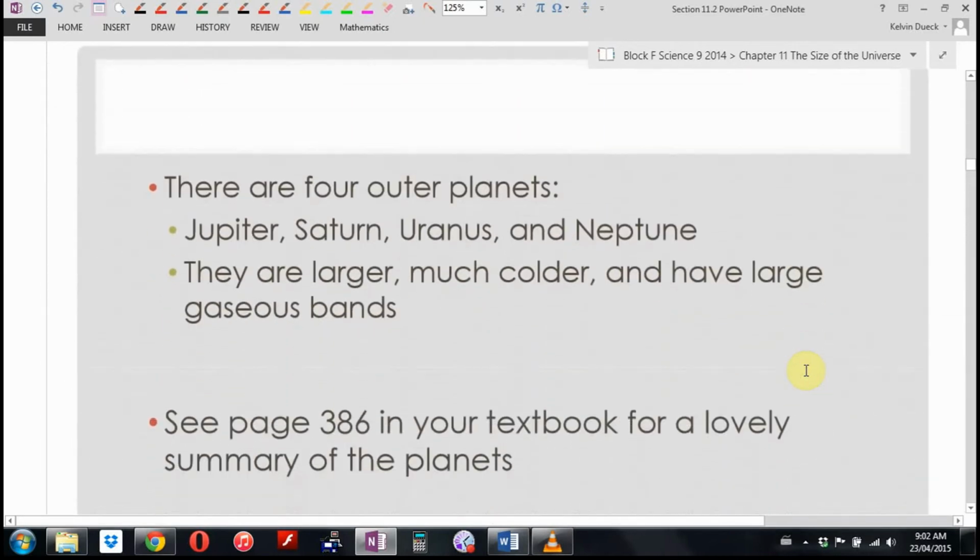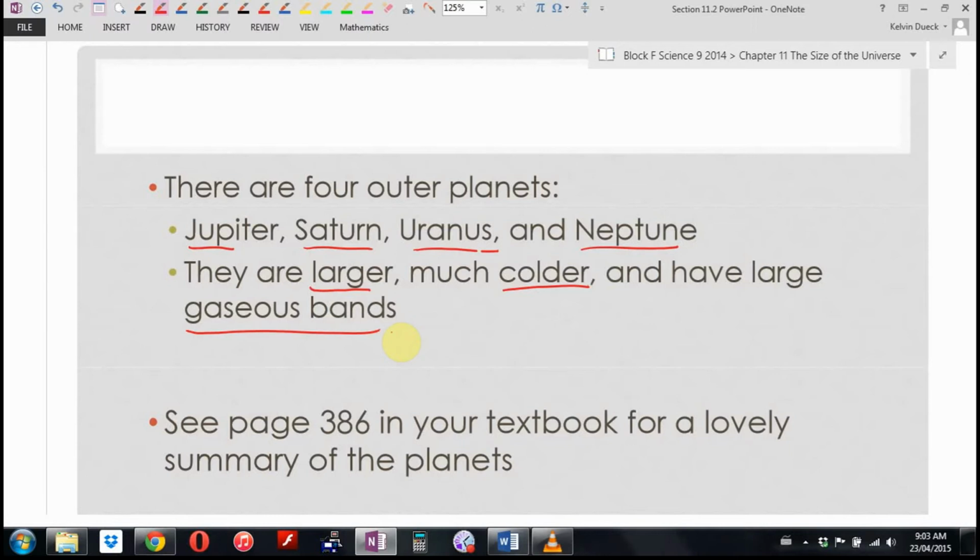There are 4 outer planets. Jupiter, Saturn, Uranus, and Neptune. By the way, it is pronounced Uranus, not the way all of you want to say for the joke. If you've ever seen pictures of these, they're gorgeous. Jupiter and Saturn in particular, they just look pretty. These are much larger, much colder, further away from the sun, and they have large gaseous bands. In fact, we call them the gas giants.